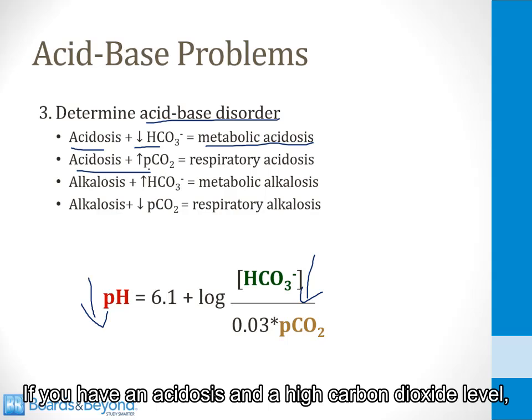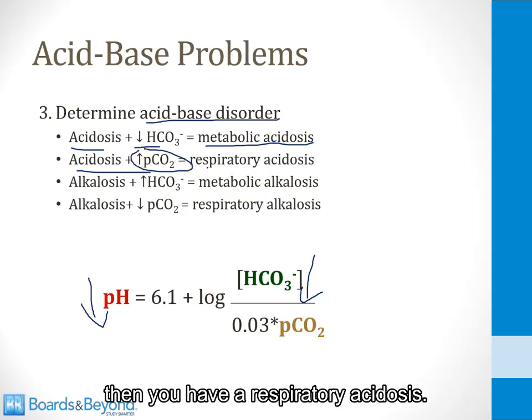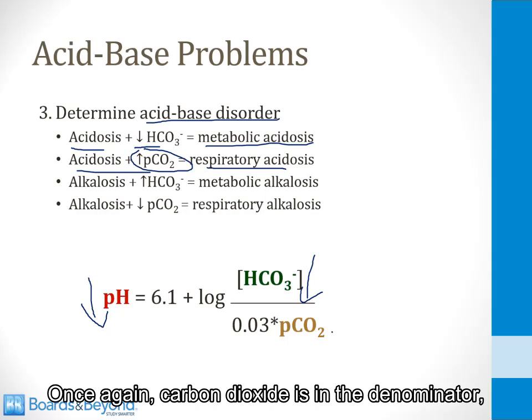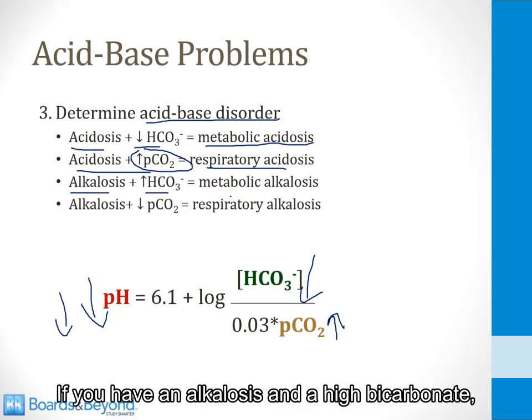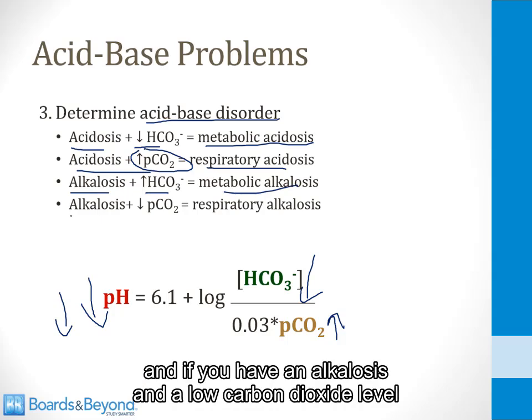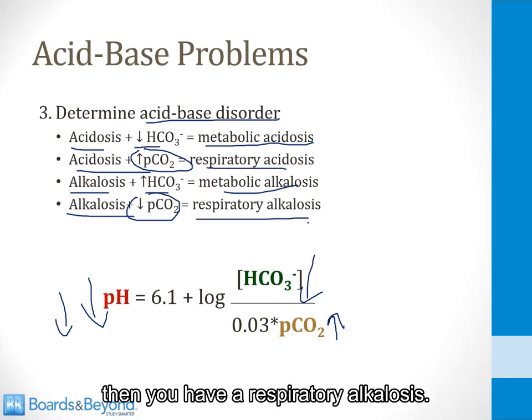If you have an acidosis and a high carbon dioxide level, then you have a respiratory acidosis. Once again, carbon dioxide is in the denominator, therefore when its level goes up, the pH goes down. If you have an alkalosis and a high bicarbonate, you have a metabolic alkalosis, and if you have an alkalosis and a low carbon dioxide level, then you have a respiratory alkalosis.